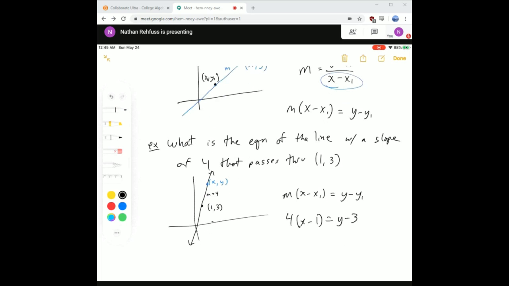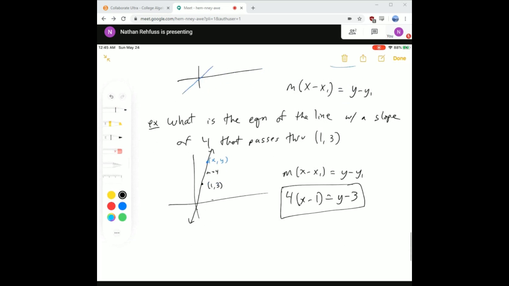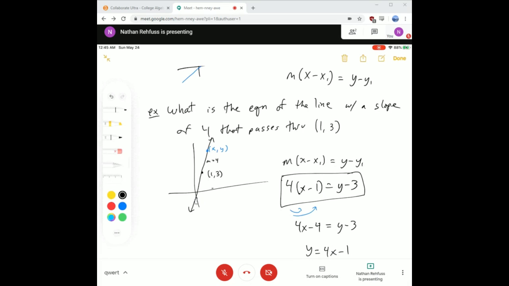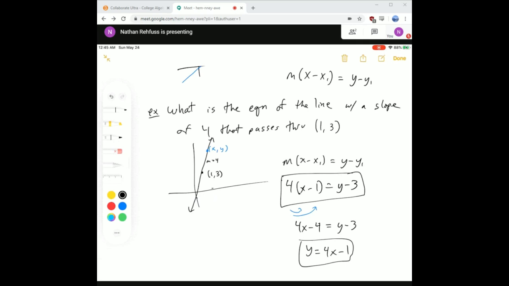Now, if I wanted to write this in slope-intercept form, I could call this my final answer, or I could go a little further. I could get y by itself. I'm going to distribute the 4. So 4x minus 4 equals y minus 3. And then I'm going to add 3 to both sides. So y equals 4x minus 1. I switched the order of the sides just to make it look like before. So y equals 4x minus 1, and I can see from the picture, yeah, the slope really is 4, and the intercept really does look like it's negative 1. So that makes sense. y equals 4x minus 1.